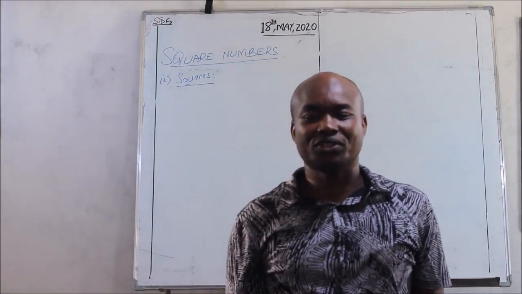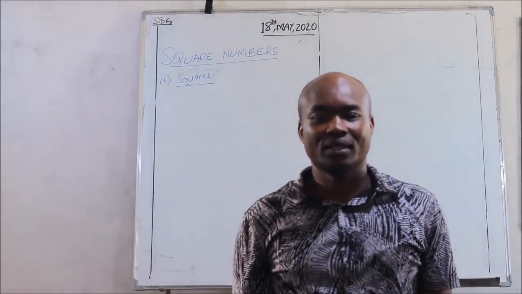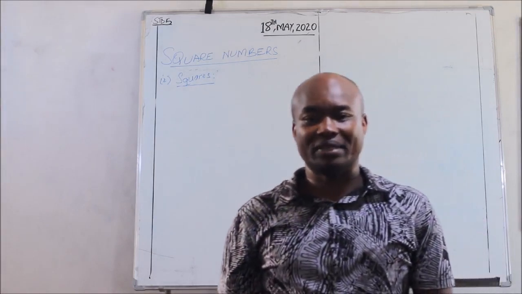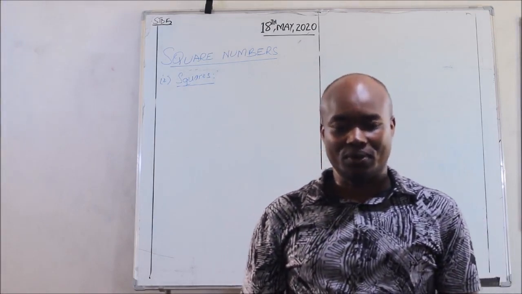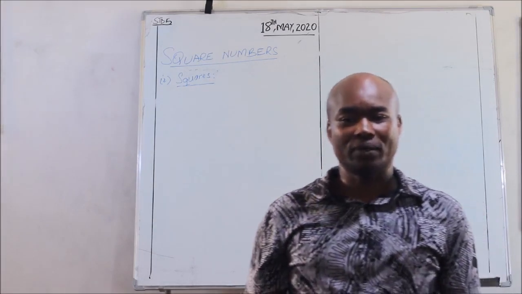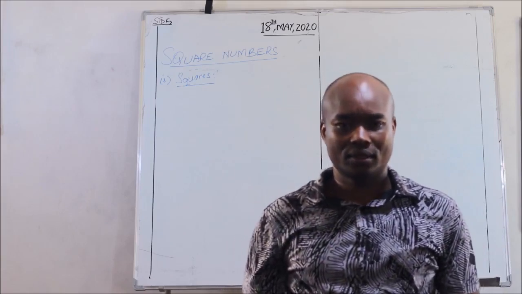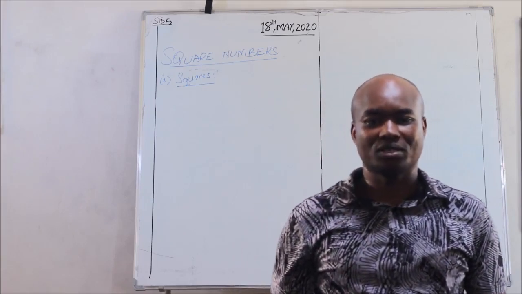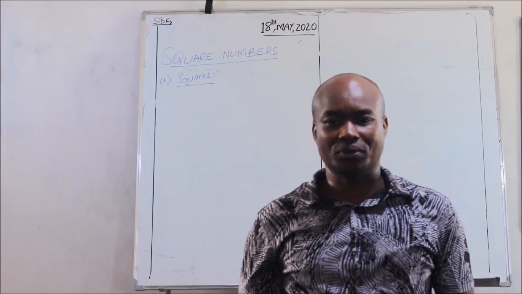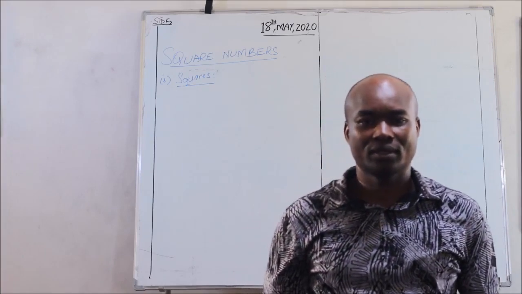In front of you is Mr. John William. I'm going to teach mathematics to grade 5. You are welcome. Under the topic square numbers, have a notebook and an exercise book so that you can record what we're going to discuss this morning.